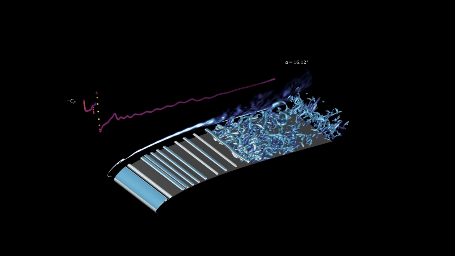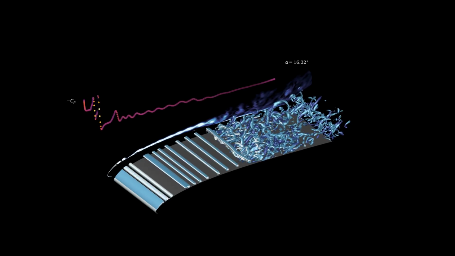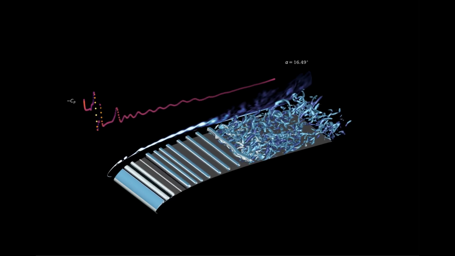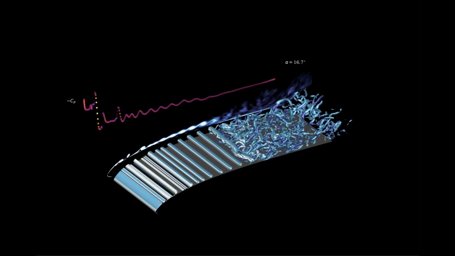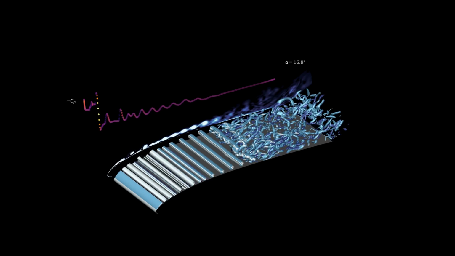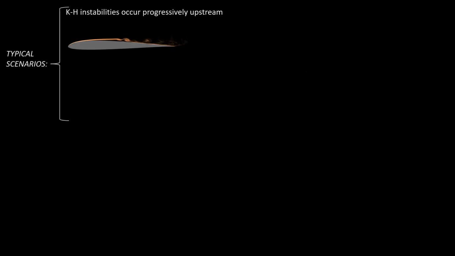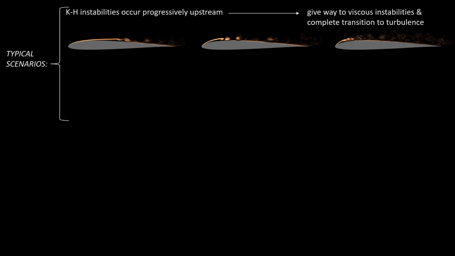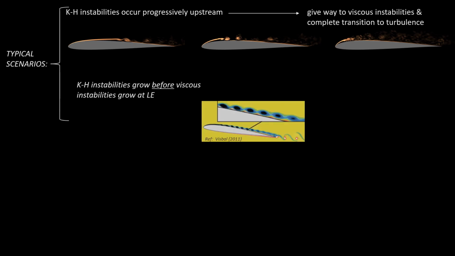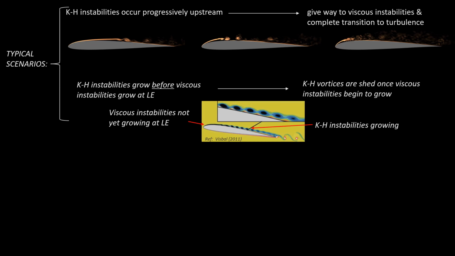Typically, unsteady stall cases exhibit dominance of one instability mode over the other, rather than the concurrent growth of both. The initial Kelvin-Helmholtz instabilities occur progressively upstream, but give way to viscous instabilities, which lead to complete transition to turbulence. Alternately, the KH instabilities grow before viscous instabilities grow at the leading edge, but the shear layer vortices are shed as soon as the viscous instabilities begin to grow.